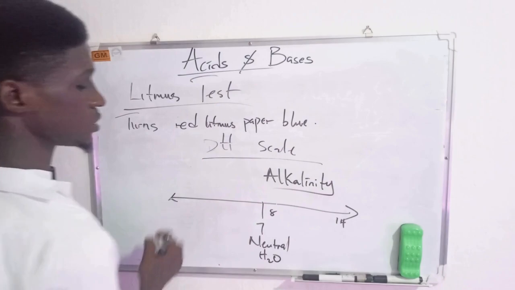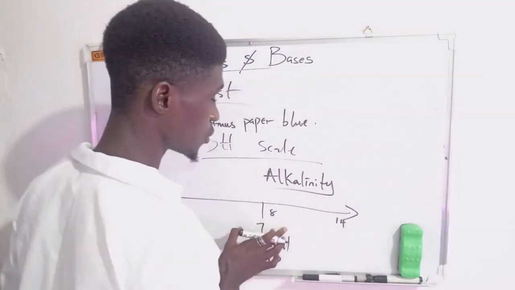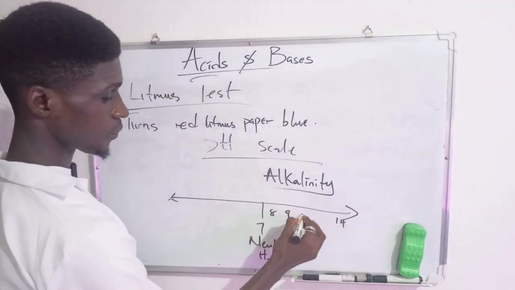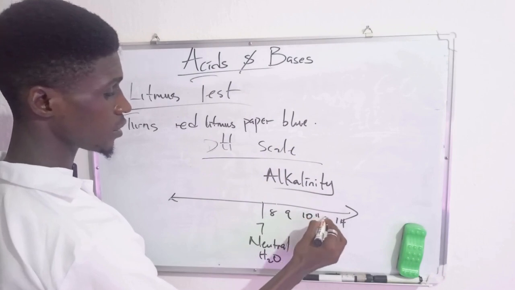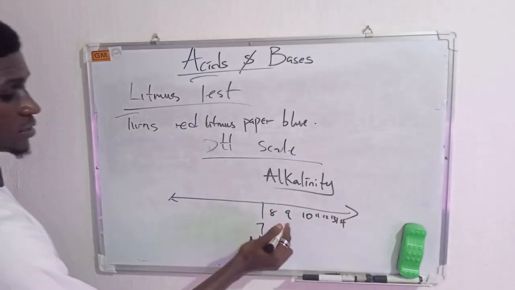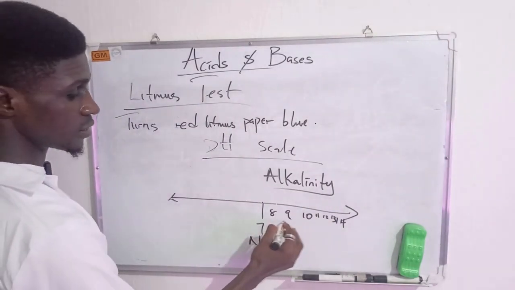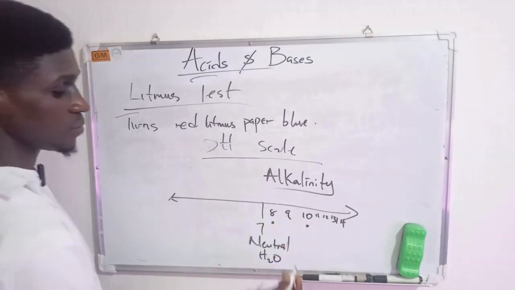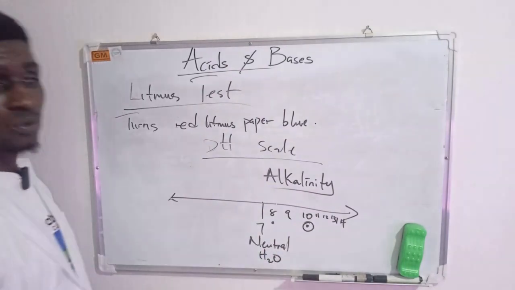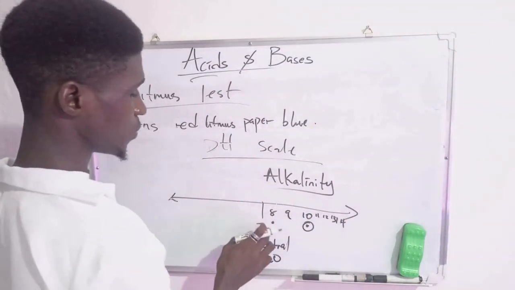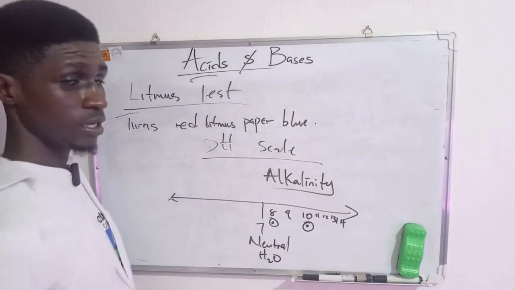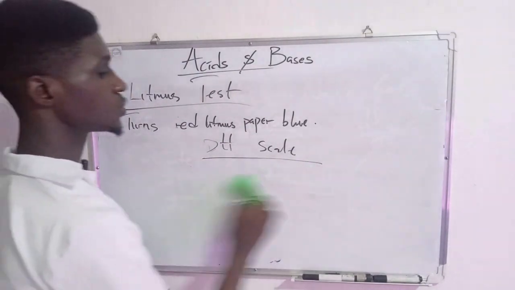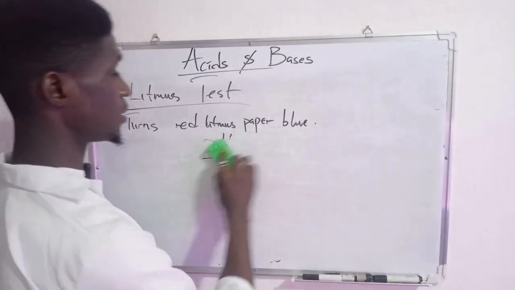It tests for alkalinity. So the strength is going towards this direction. It means that if you have two substances, one is here and one is here, the one that has the 10 value is more alkaline than the one that has what? The 8 value. So that is that for pH.